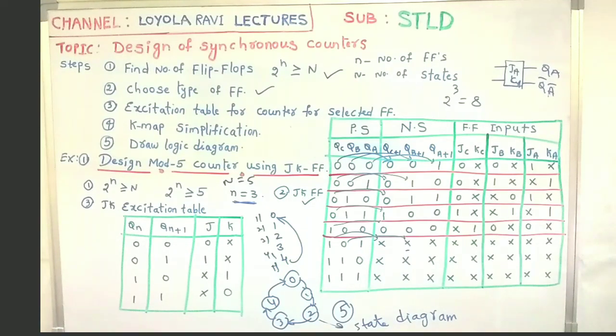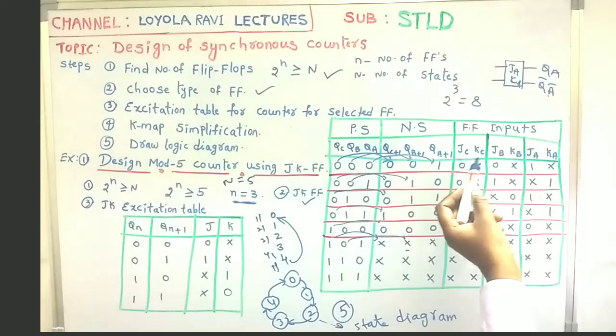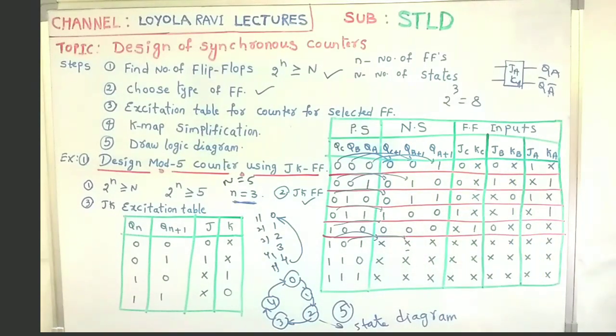Let us see the corresponding K-map simplifications. Okay, this is clear. This is the excitation table for the counter. From present state to next state, what are the corresponding JAKA, JBKB, JCKC. If you know this, then the K-map is very easy. After that, you can write the logic diagram.